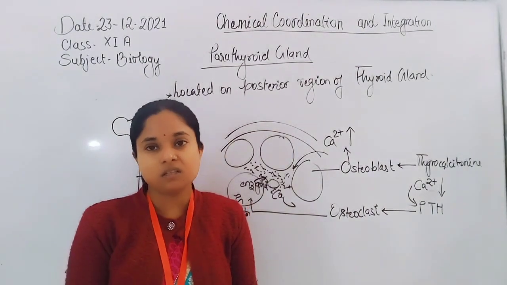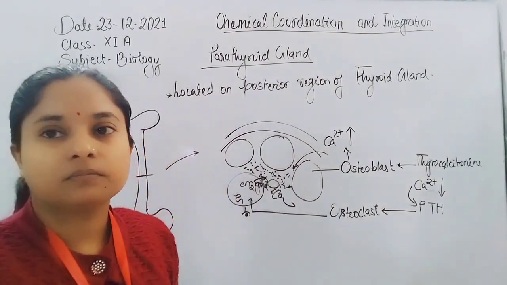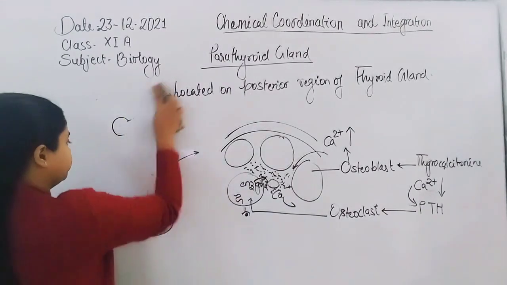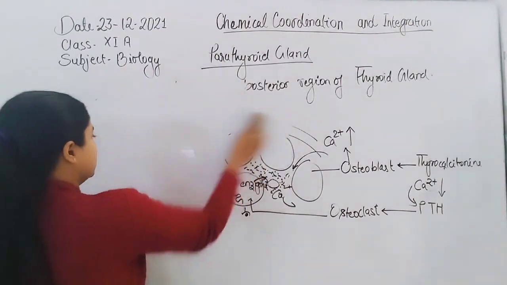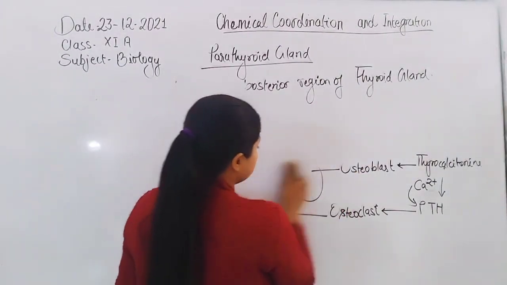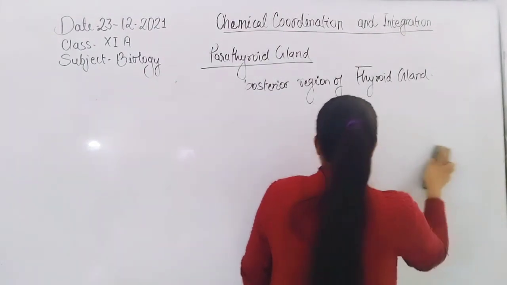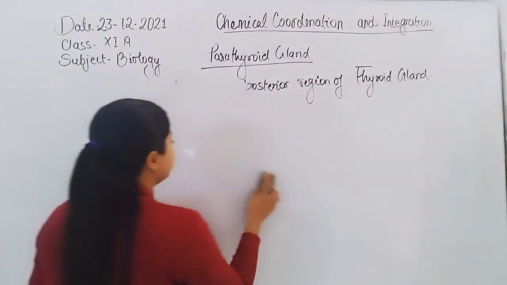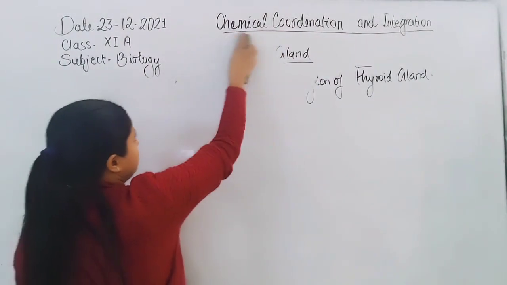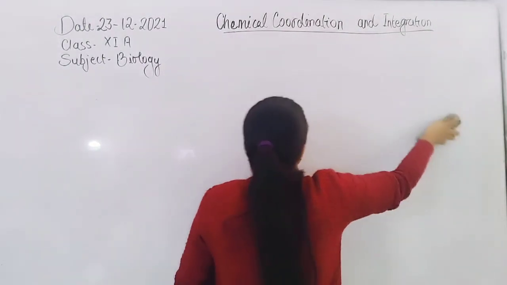Now next is thymus. Thymus is another endocrine gland which is located in the thoracic region above the heart. During the development and with increasing age, the size of the thymus gland decreases with increase in age.